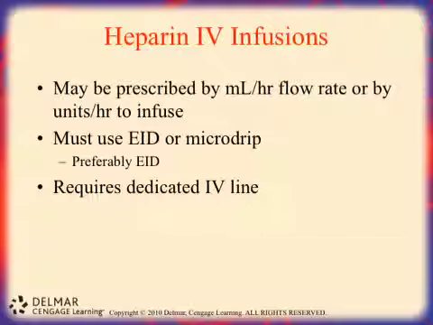Now, when you get your order for heparin, it may be ordered in milliliters per hour or units per hour. So you're going to have to pay attention to how it is ordered in order to do your calculations. You may use either an electronic infusion device or a micro drip. You really need to check your agency policy, because some agency policies are going to mandate that you use an electronic infusion device. It does require a dedicated IV line just for heparin, and we will talk about how to calculate these.